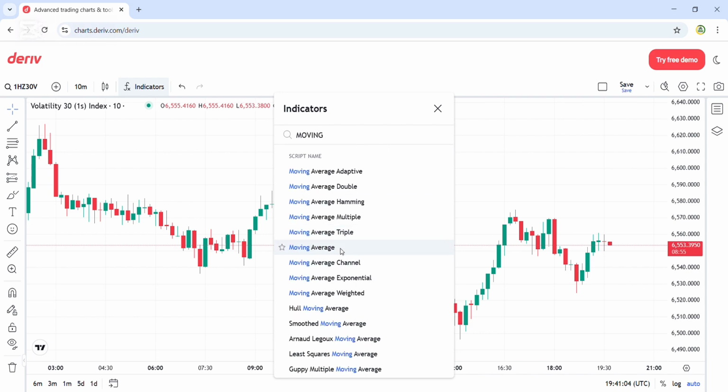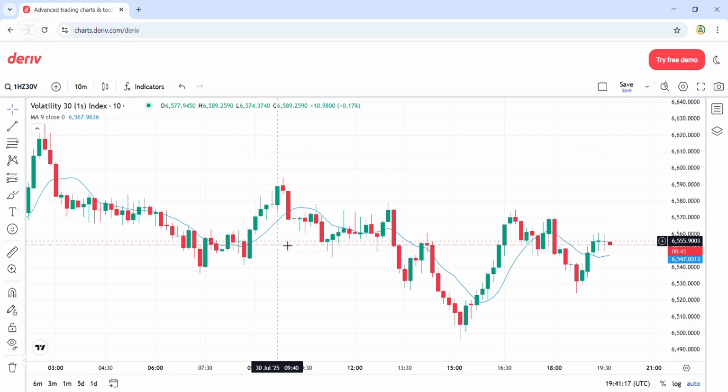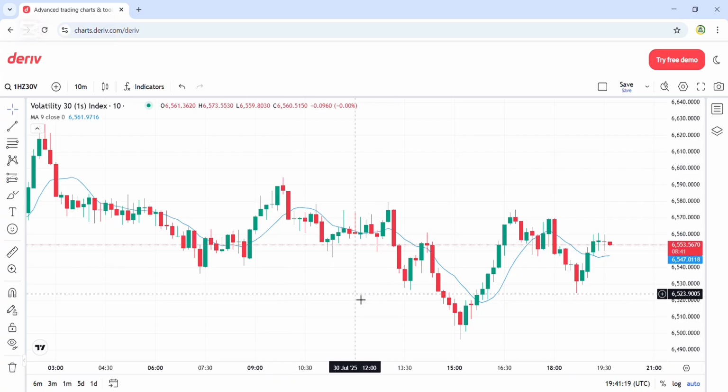Moving average, this one, hii iko peke yake. You click on it once. Far left, the indicator is added. It's here, MA9 close. It comes with the length 9. That's the default setup of the moving average. For those who be following, I'll definitely get to how you set this moving average to suit different contracts for you to make an analysis.